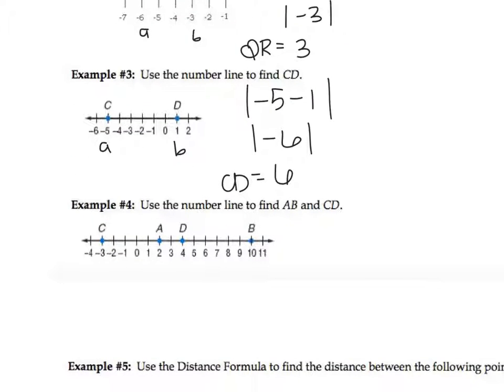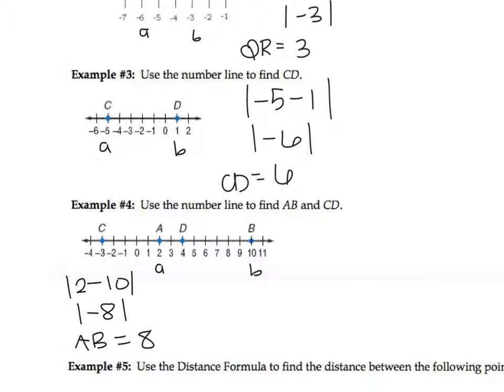So now we want to use the number line to find the lengths of AB and CD. So we're going to have used multiple letters. Let's label A and B. So the length of AB, we do the absolute value of 2 minus 10. 2 minus 10 is -8, so we get the absolute value of -8. So we end up with AB equals 8.